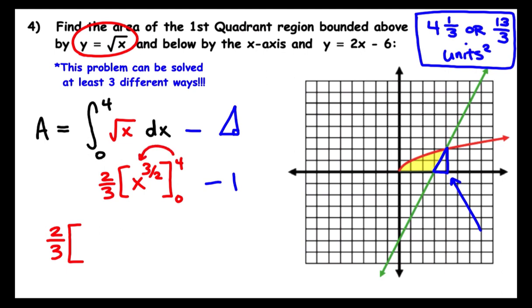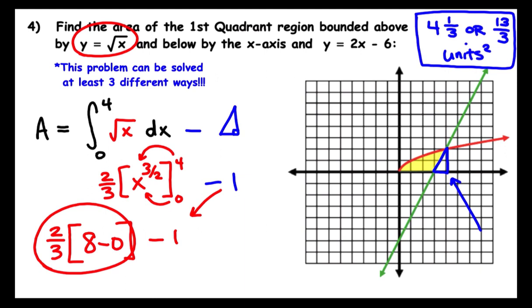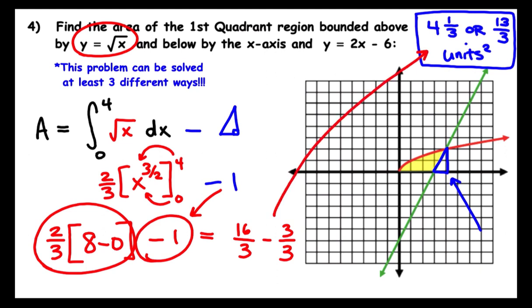4 to the 3/2, that's rad 4 times rad 4 times rad 4. Well, that's, again, 2 times 2 times 2, that's 8. Put the 0 in, you get minus 0. And then there's the minus 1 coming down. I'll turn it red. What's 2/3 of 8? Well, it's 16/3. Minus 1 would be minus 3/3. 3/3 is 1. And you know what 16/3 minus 3/3 is? Oh yeah, you do. It's 13/3, or 4 1/3.